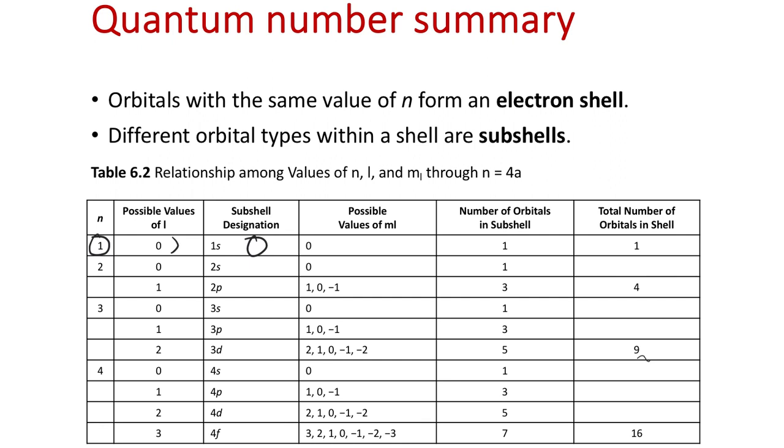And so the n equals 1 shell is comprised of just the 1s subshell. And then the 1s subshell has only one possible m sub L value of 0, because the range of m sub L's is minus L to plus L. So if L is 0, the only m sub L is 0, meaning there is one 1s orbital, and then we have one orbital possible in that n equals 1, the entire shell.